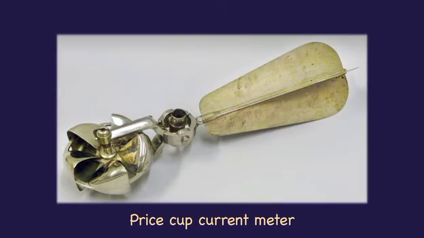Velocity measurements are usually made with a current meter. The Price cup current meter is in common use in the United States. Velocity measurements are made at point 2 and point 8 of the flow depth and averaged to obtain a representative value. For shallow streams, one velocity measurement at point 6 of the flow depth measured from the top is usually sufficient.